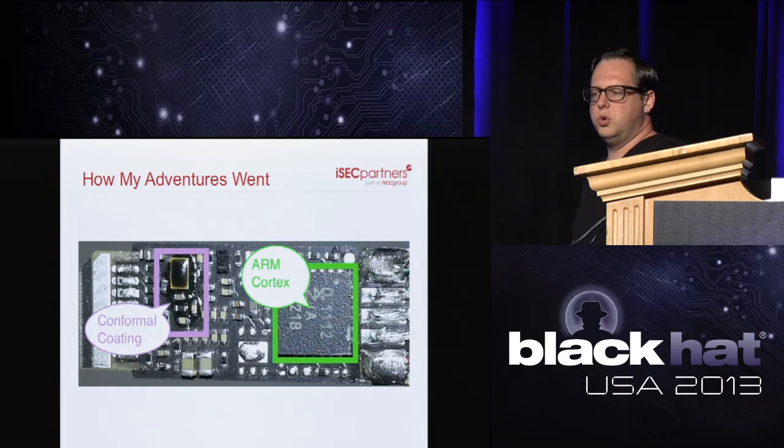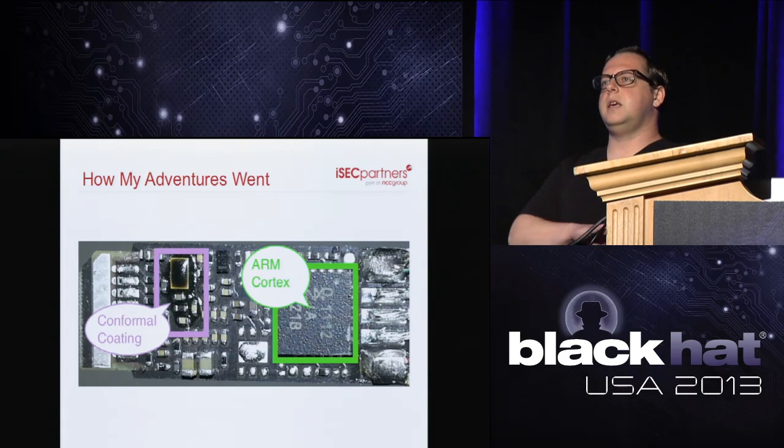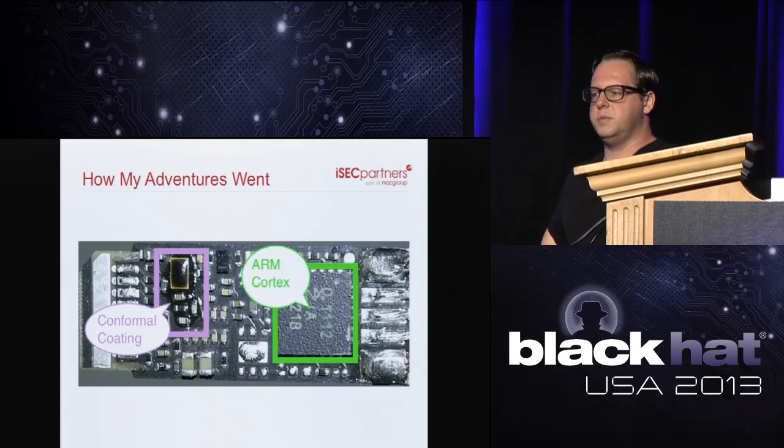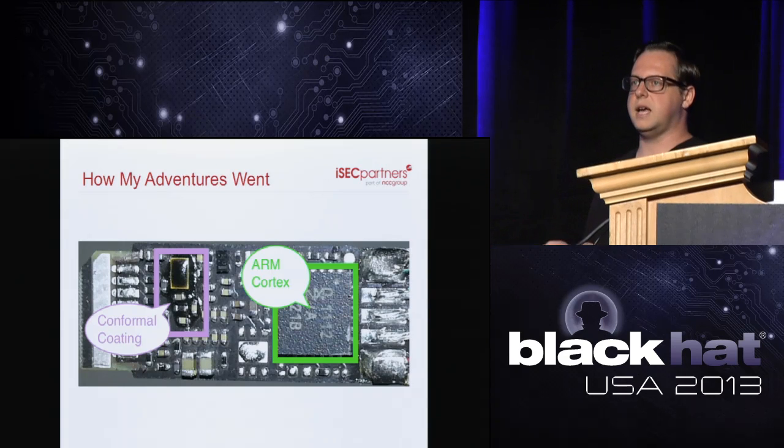Also, we noticed this goo over here. What appears to be conformal coating. And what conformal coating is, it serves two purposes. The first purpose is it locks down the board and prevents interference. So with these high-speed transmissions and this small space we're working with, that's essential to not have any interference.